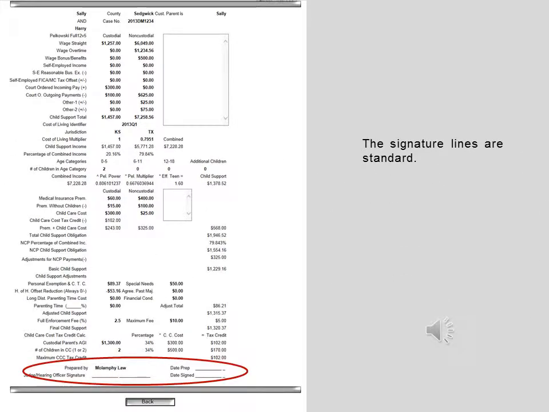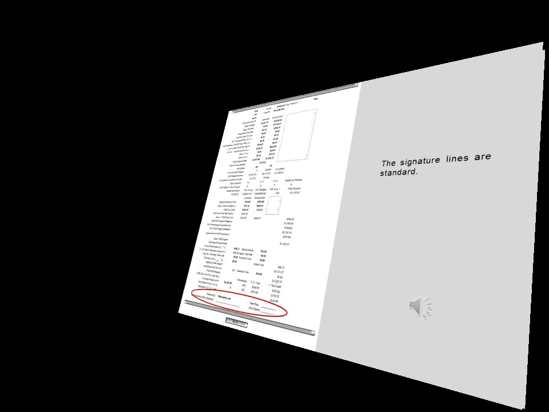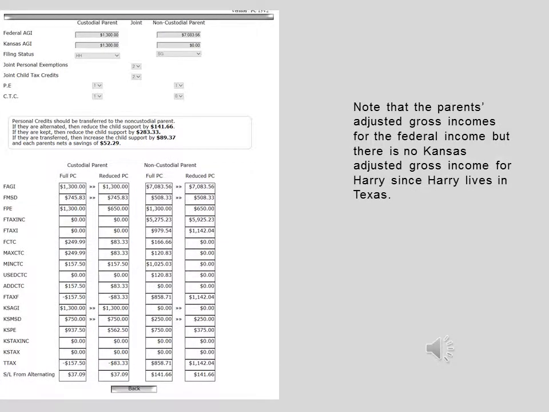The signature lines are standard. Note that the parents' adjusted gross incomes are used for the federal income, but there is no Kansas adjusted gross income for Harry since Harry lives in Texas.